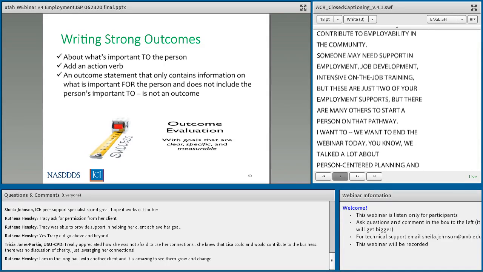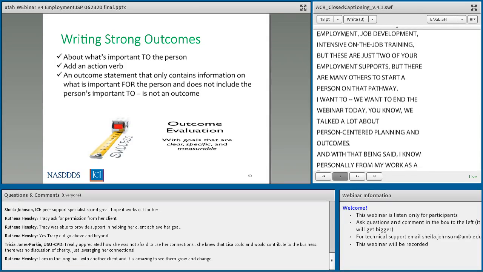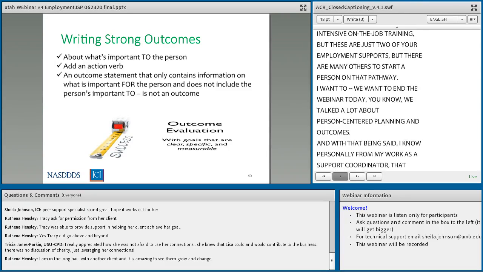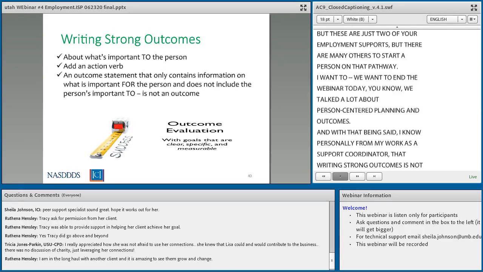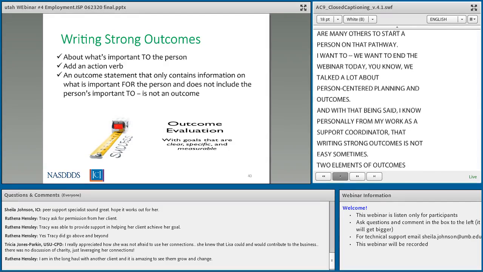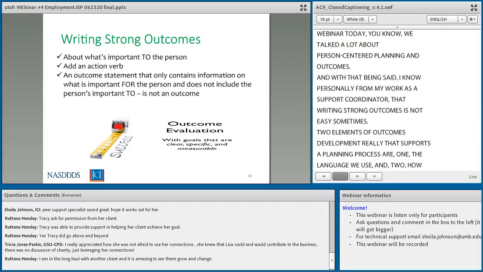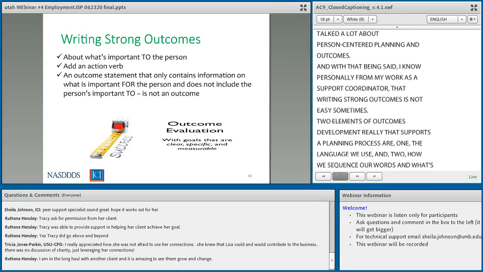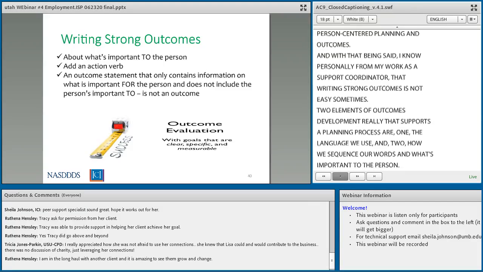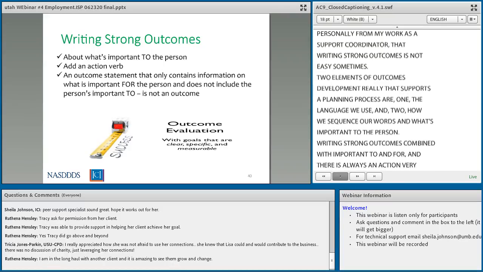And with that being said, I know personally from my work as a support coordinator that writing strong outcomes is not easy sometimes. Two elements of outcome development that support the planning process are, one, the language we use, and two, how we sequence our words and what's important to the person. Writing strong outcomes combines what's important to and for, and there is always an action verb. How are you going to know that someone is doing something without an action verb being part of that outcome?